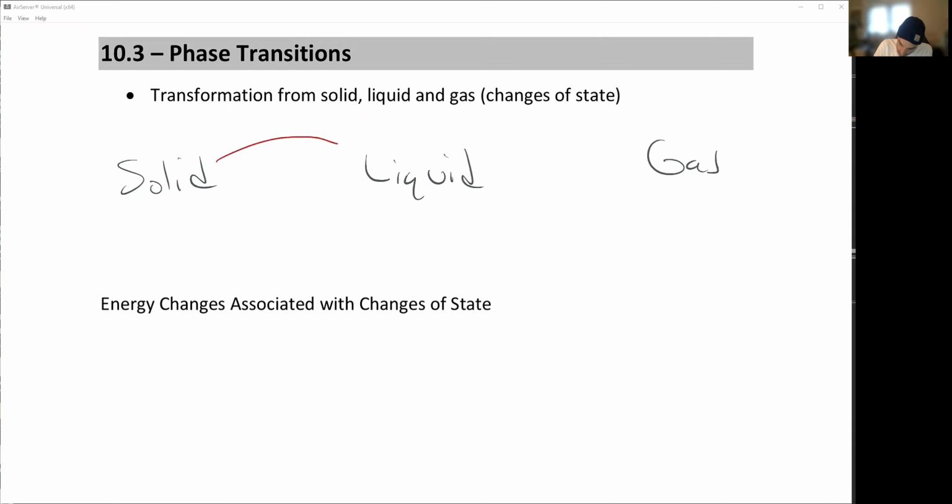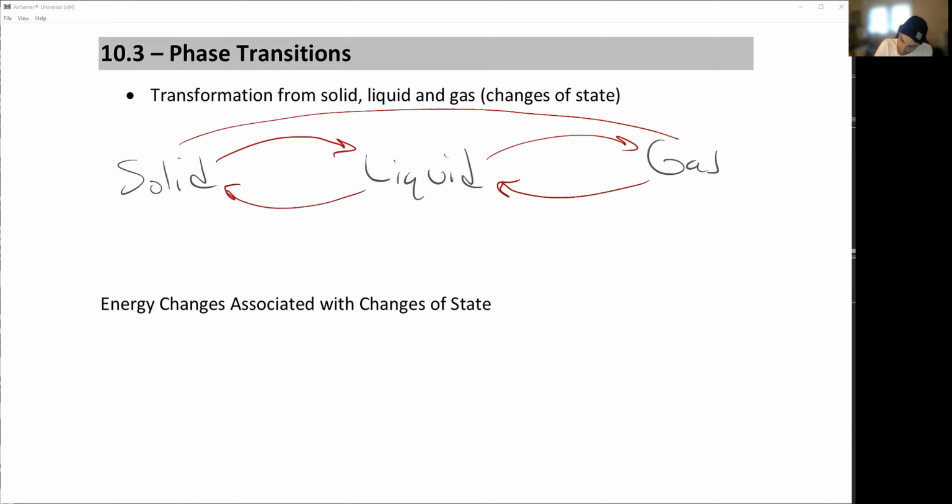Do you remember going from solid to liquid, liquid to gas, gas to liquid, liquid to solid, and then solid to gas, gas all the way to solid? Can you come up with those? So pause it and give it a try. But solid all the way to gas, sublimation.